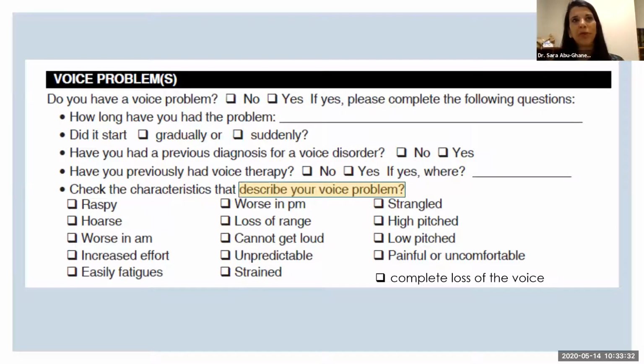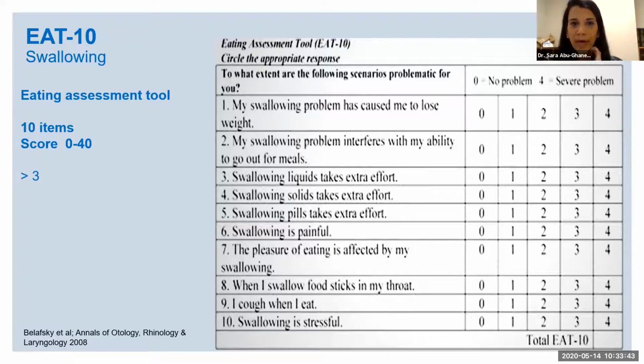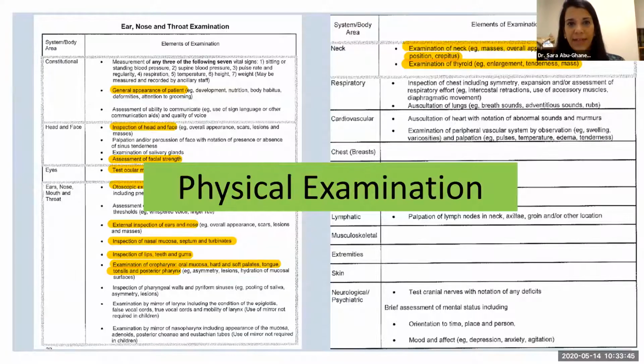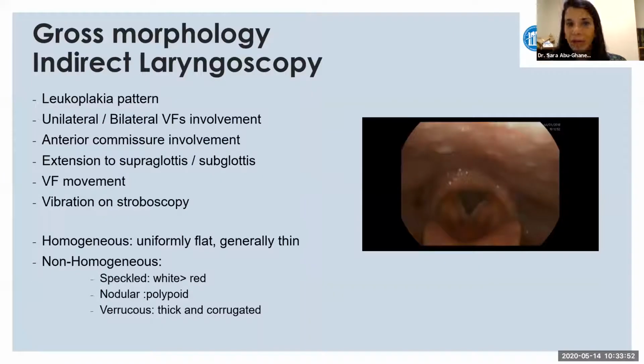Don't just give them the hoarseness and move on. There are so many different beautiful aspects to the voice that patients can share with you. Of course, we have the VHI questionnaire and the E10 that we're all aware of, and the physical exam. After the full head and neck exam, we're all gonna move on to do a laryngoscopy.